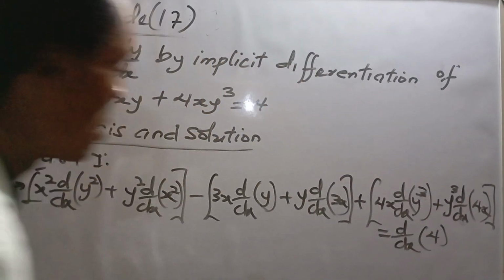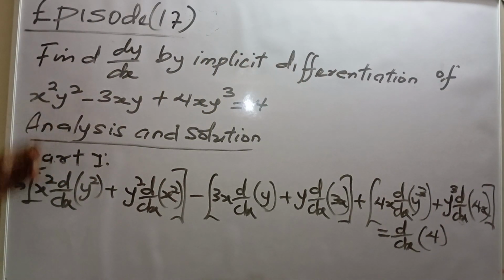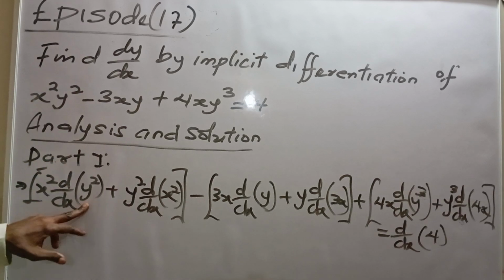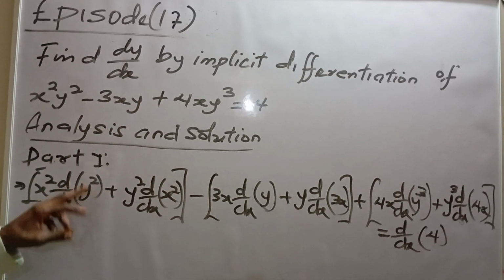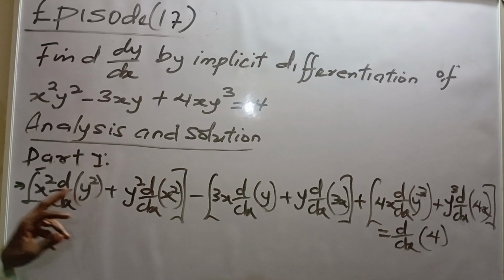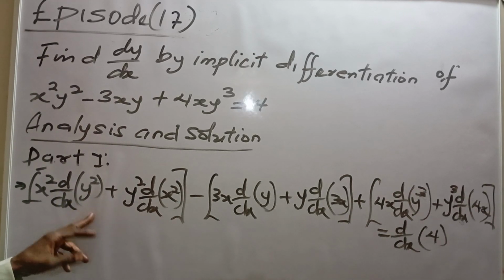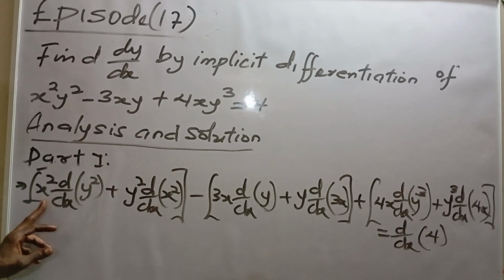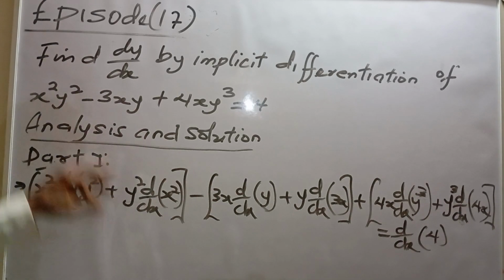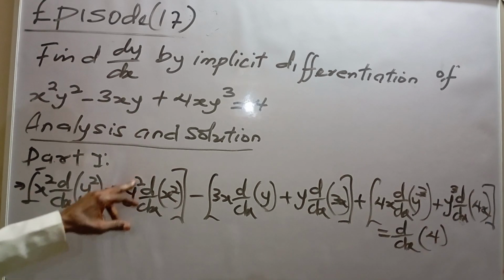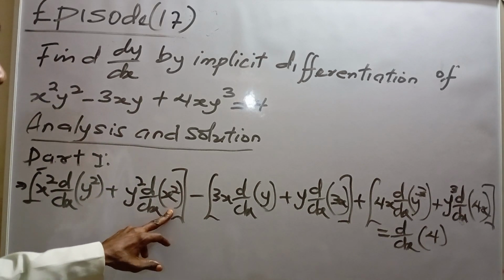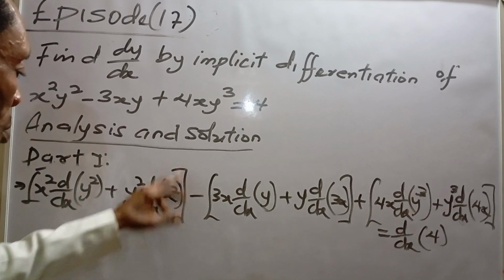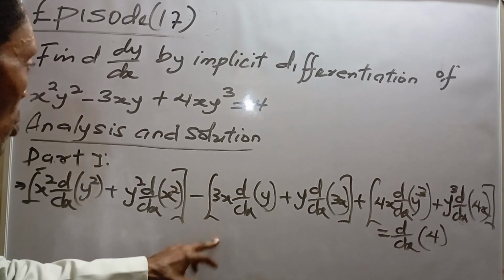What I have just done here, based on the formula I have stated, is hold down x squared, then differentiate y raised to the power of 2. Anytime you differentiate y, you must attach dy/dx. But if you differentiate x, you will not attach dy/dx. So here, plus, you hold down y squared, that is y index 2, and d/dx of x squared. You close it, you are done with this, minus open bracket and close.